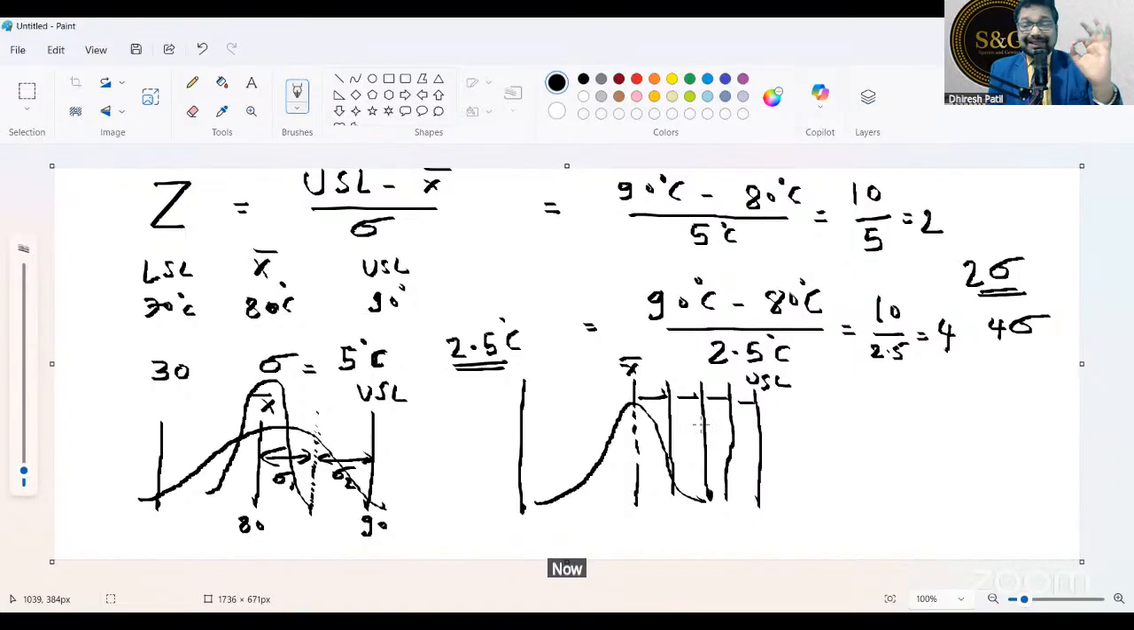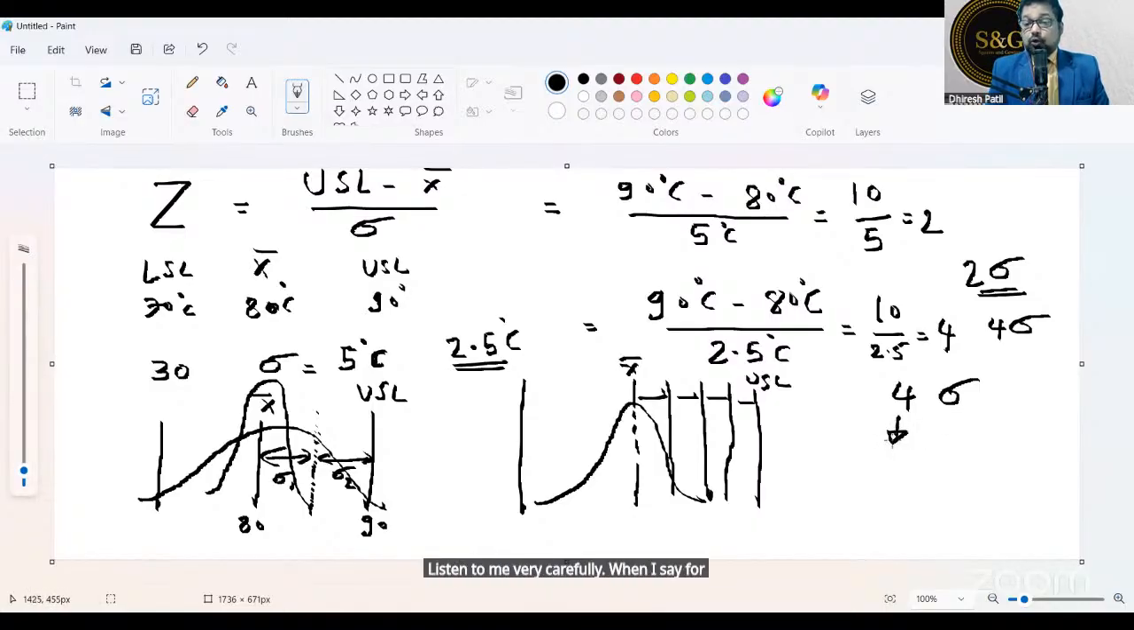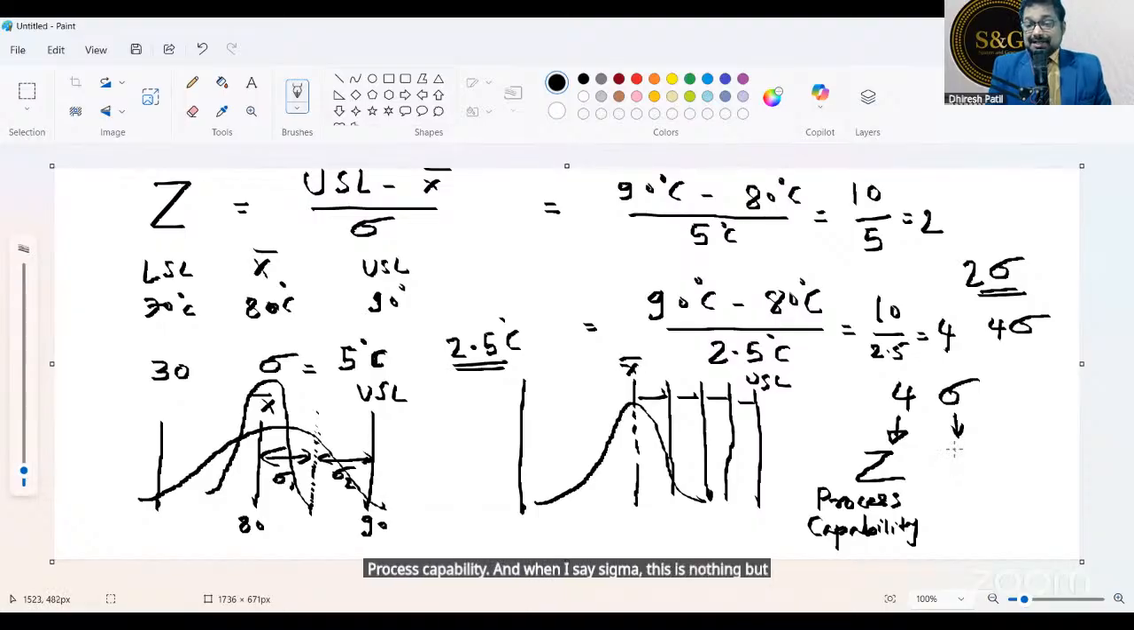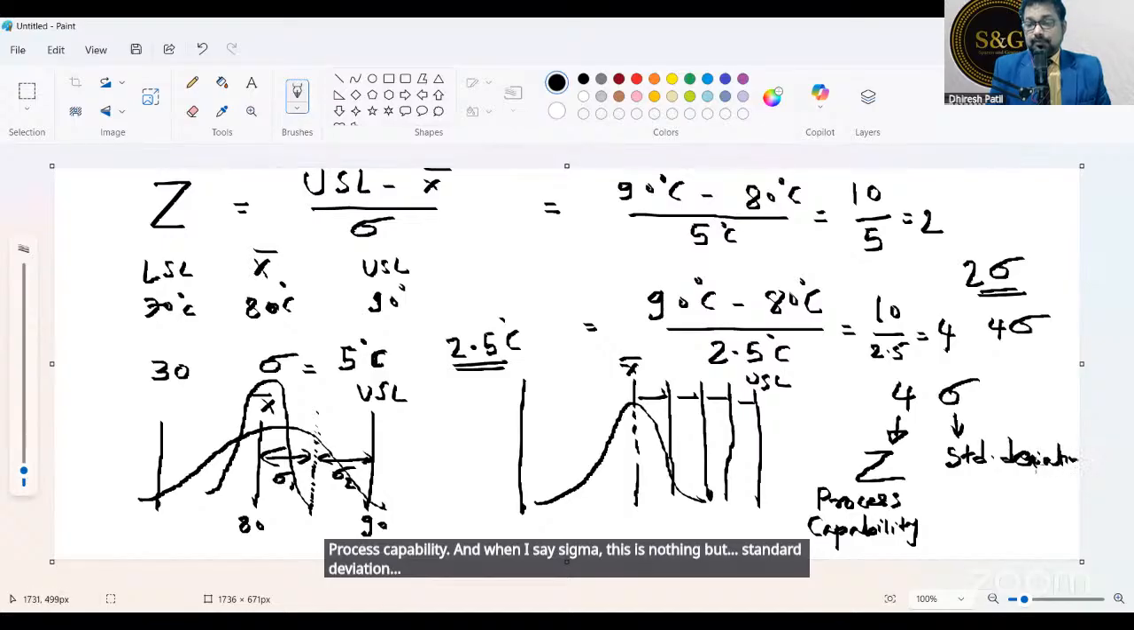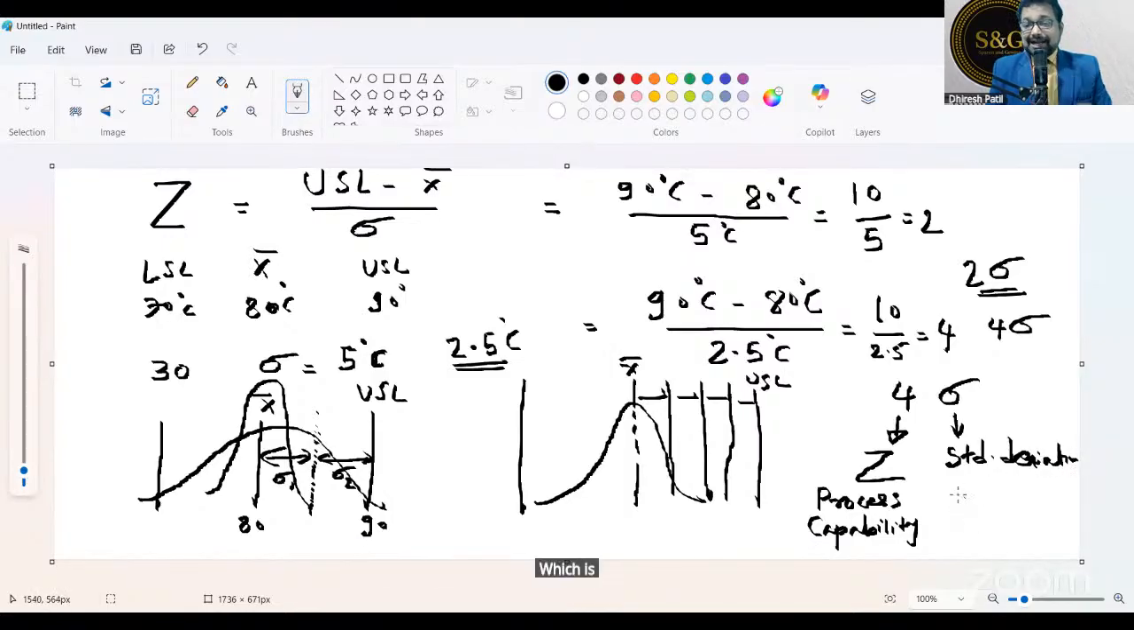Now, when I say a 4 sigma process, listen to me very carefully. When I say 4, this 4 value is the Z value. This is actually an indicator of process capability. Write this down: process capability. And when I say sigma, this is nothing but standard deviation, which is actually an indicator of process variability.